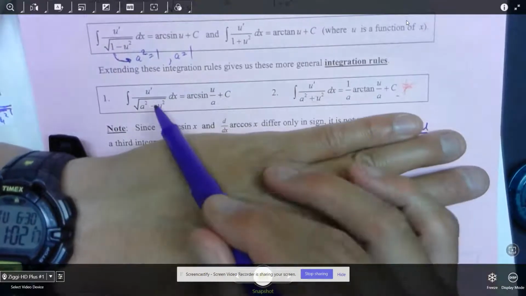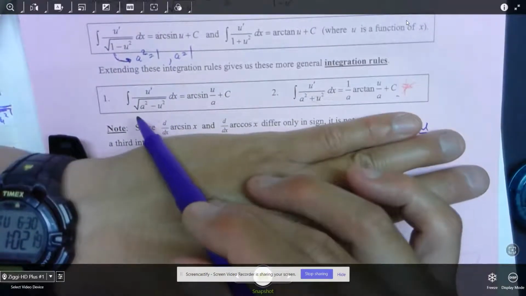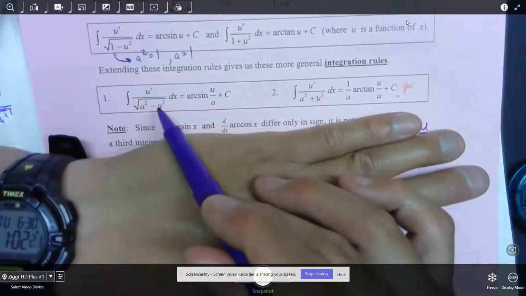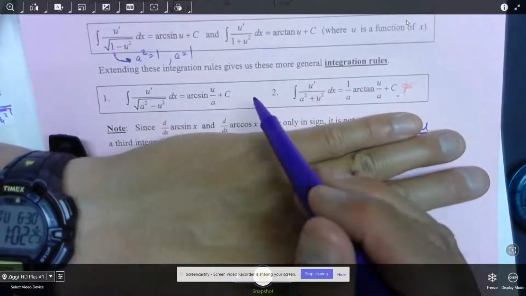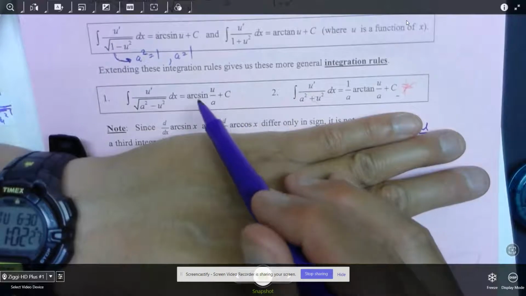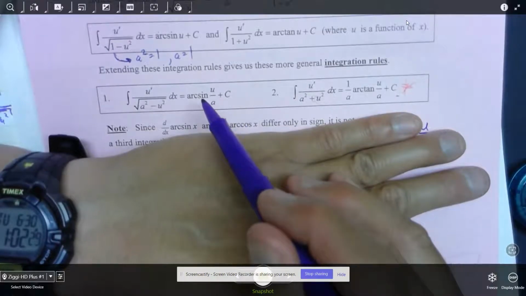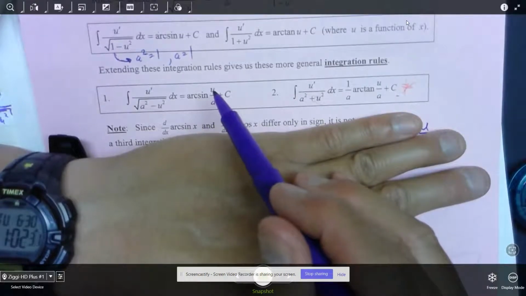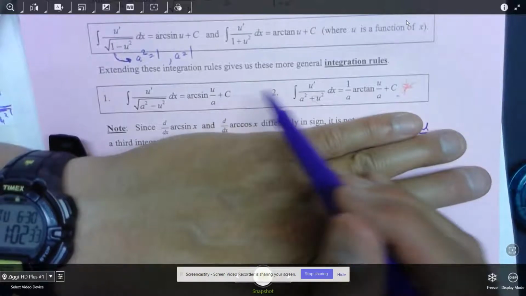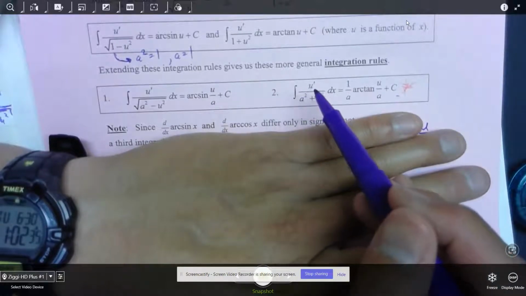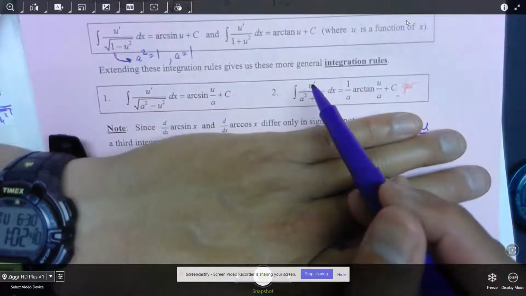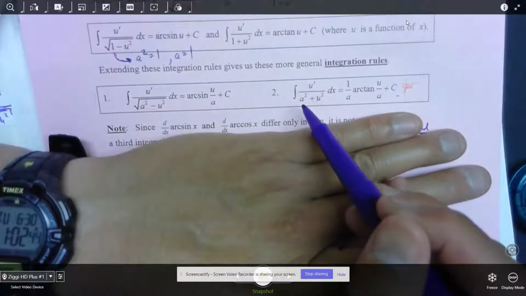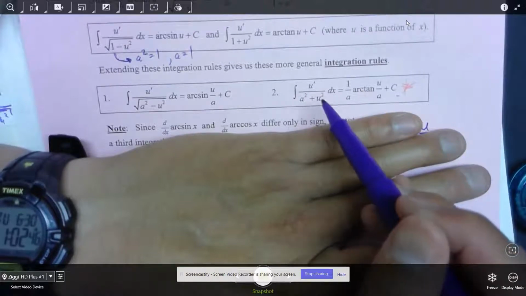If you have a square root at the bottom where you have a constant minus u squared, some kind of variable squared, then you should have a solution that has inverse sine, or arc sine, of u over a, plus c. Or if you have a variable at the top, or I'm sorry, the derivative of the variable at the top, over a constant plus u squared, then you have arctan.